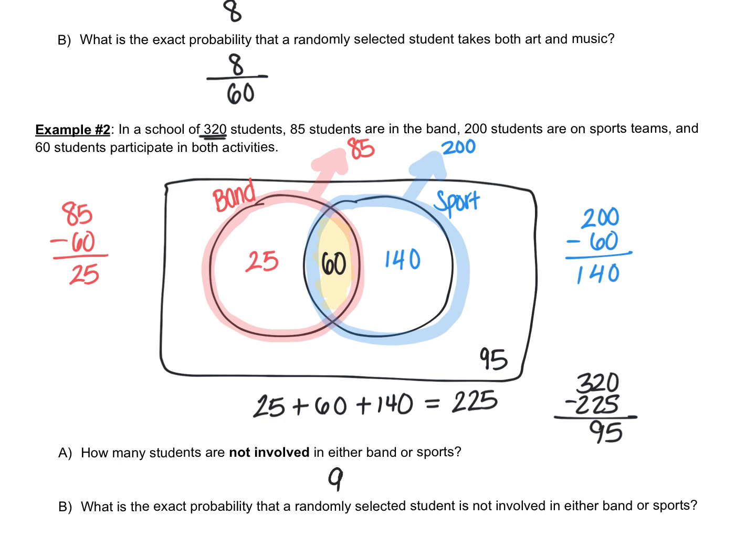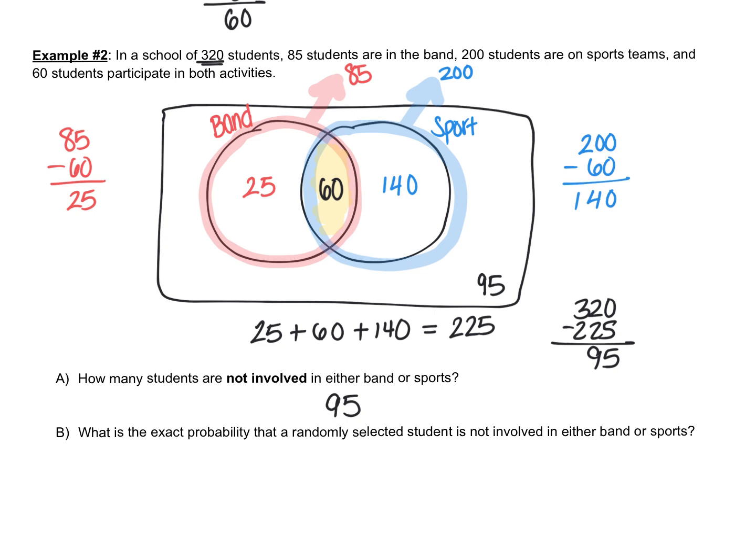That would be 95. Then it says, what is the exact probability that a randomly selected student is not involved in either sports or band? So 95 out of my grand total, which is 320. We need a part and a whole. So 95 out of 320.